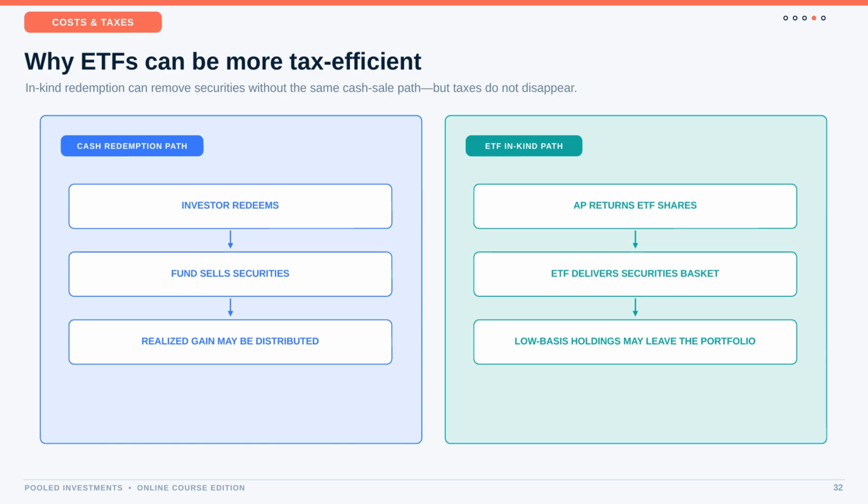That process can allow the portfolio to remove low-basis securities without the same taxable sale that an open-end mutual fund might make to raise cash for redemptions. The advantage is potential, not a guarantee.